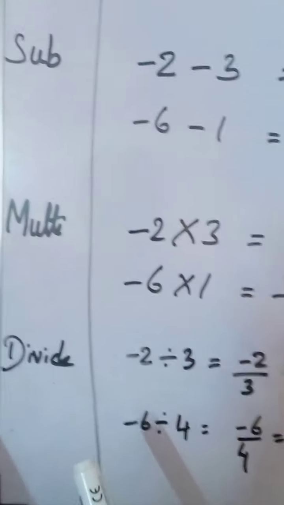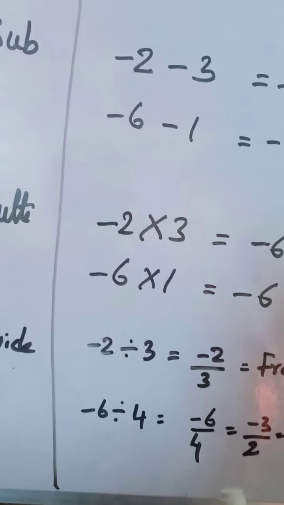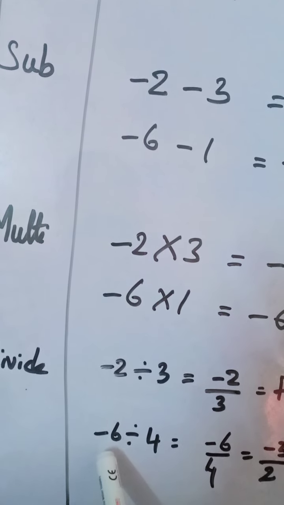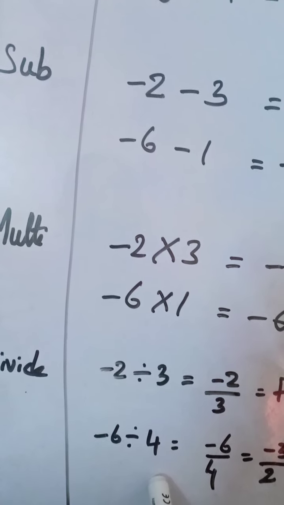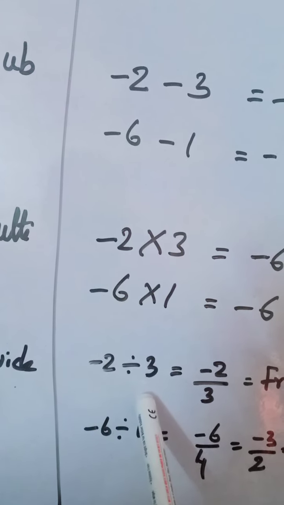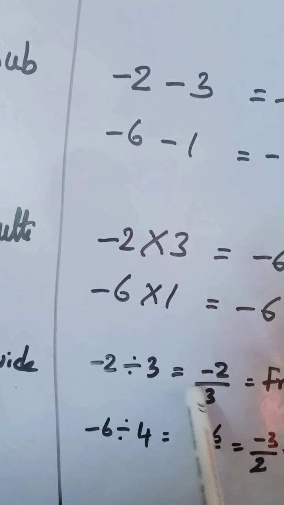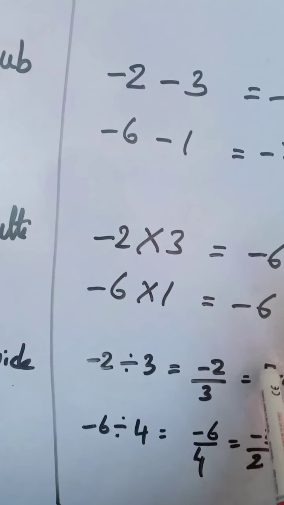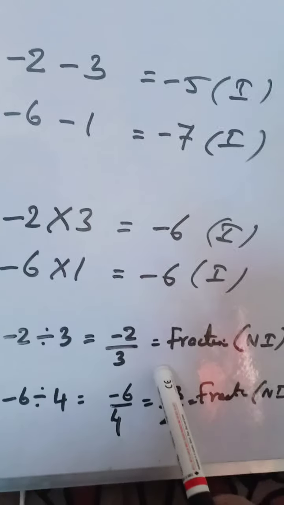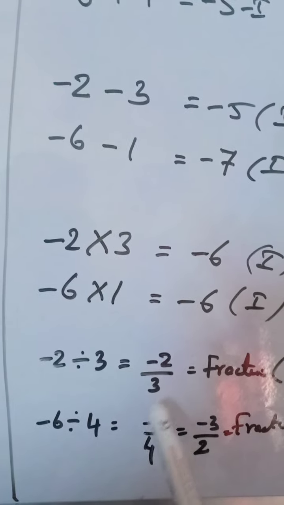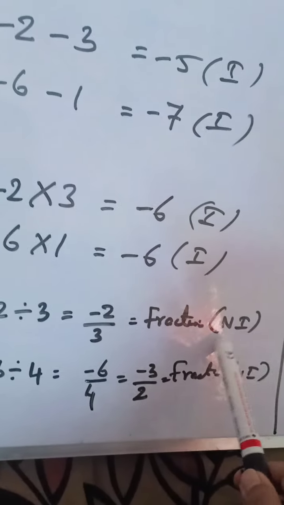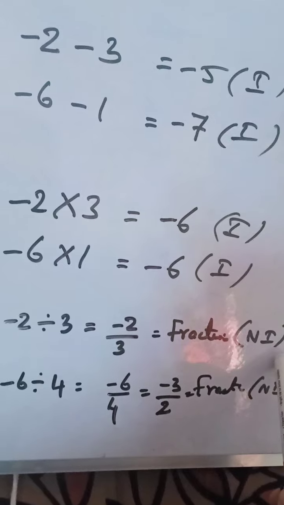Next, coming to division. Here you have minus 2 divided by 3, and here I have given one more number, minus 6 divided by 4. Minus 2 divided by 3 can be written as minus 2 by 3, with a slash here. This is a fraction. No more you can divide. If you divide, you will be getting the answer in decimal. So this is a fraction, so it is not an integer.